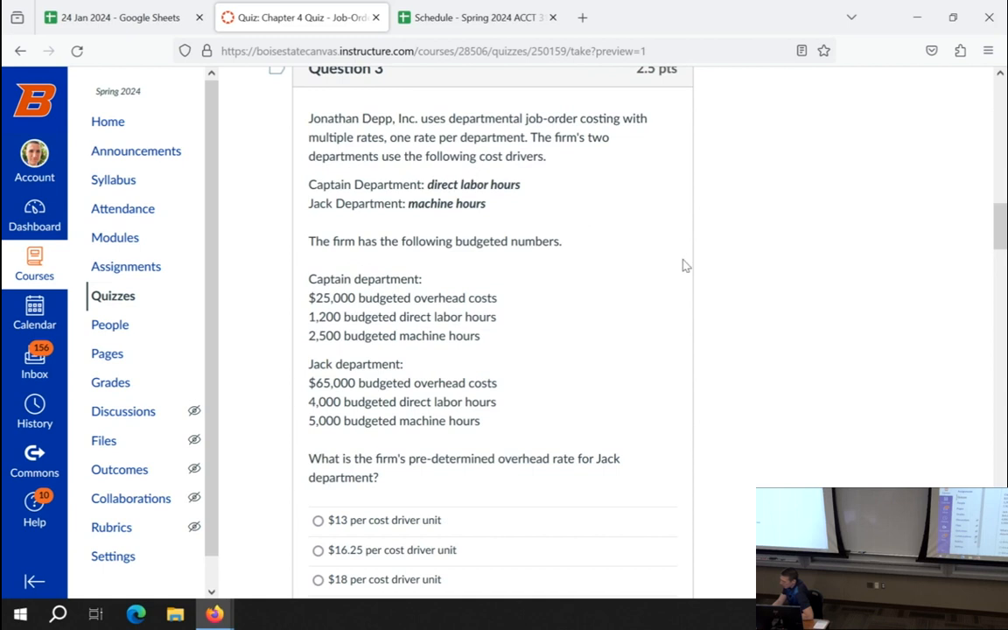Okay, so here we have this department level job order costing question. So I know it's that, I can start to reference the right files in my brain. I read the questions to them. What is the firm's predetermined?